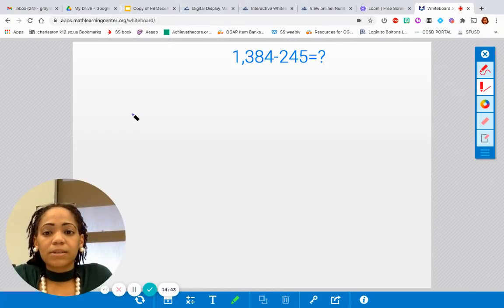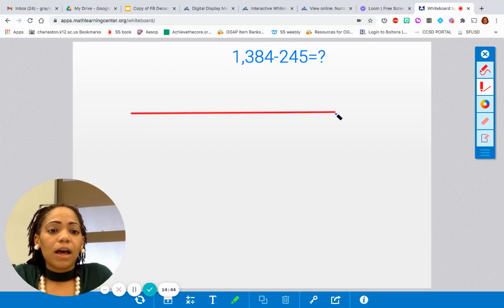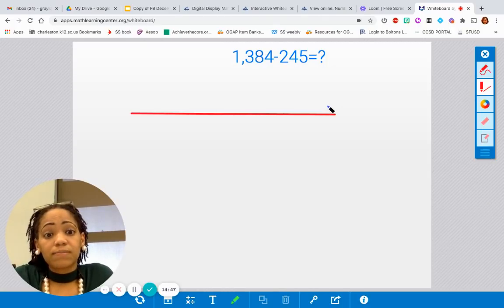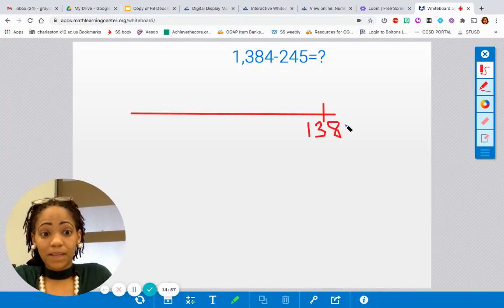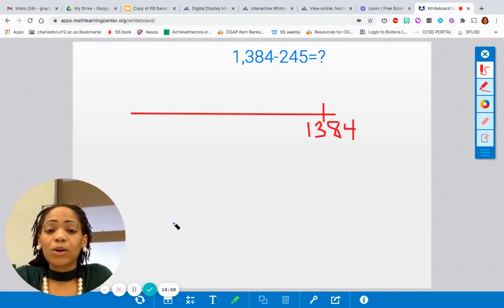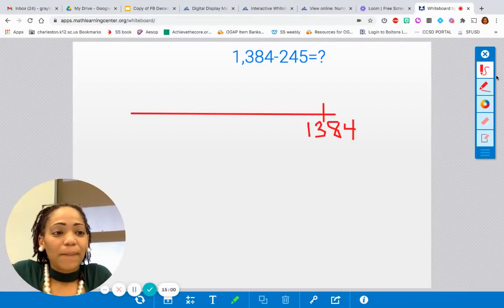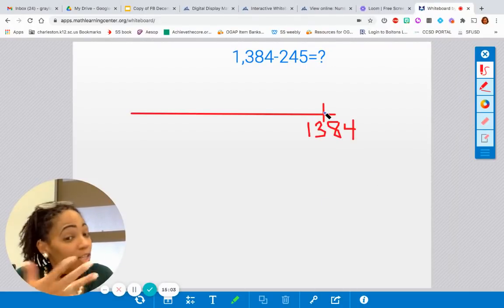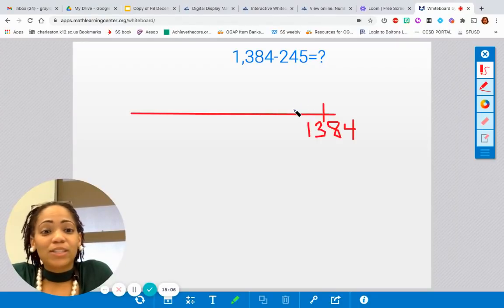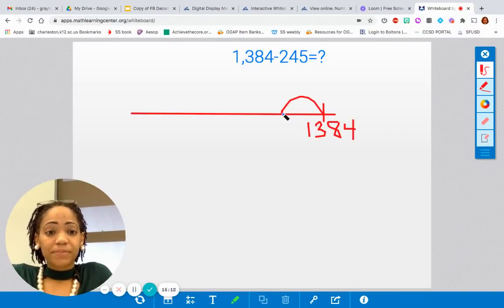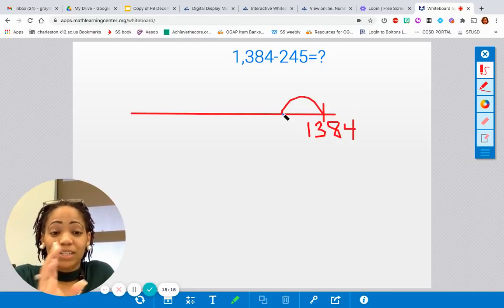So here's what I meant. On this number line, I should start at 1,384, and I could go backwards. Well, since I'm subtracting, I definitely should go backwards. And I can go backwards by subtracting using our knowledge of place value. So we could take away 200 and then 40 and then 5, which 200 would be 1,364.